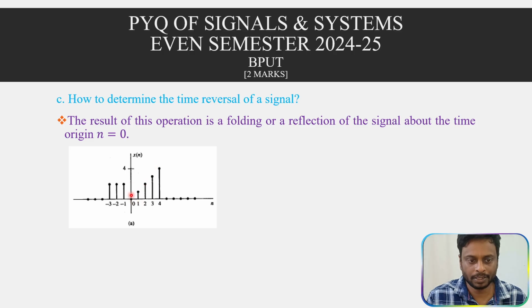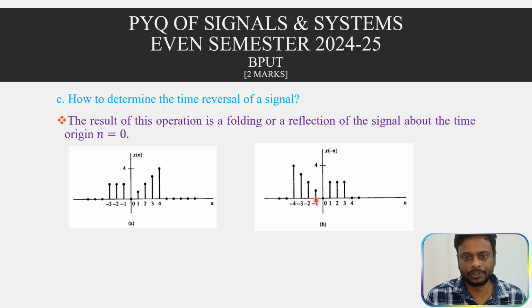So this 1 will be at minus 1, this 2 will be at minus 2, this 3 will be at minus 3. At this 4, whatever the amplitude is, it will be at minus 4. Similarly, at minus 1 it will be 1, at minus 2 it will be 2, at minus 3 it will be 3. But we will fold the signal about the time origin. So this is the x of minus n. It is nothing but the reflection or folding of the signal about the time origin. So you can give some examples. This is a 2-mark question.